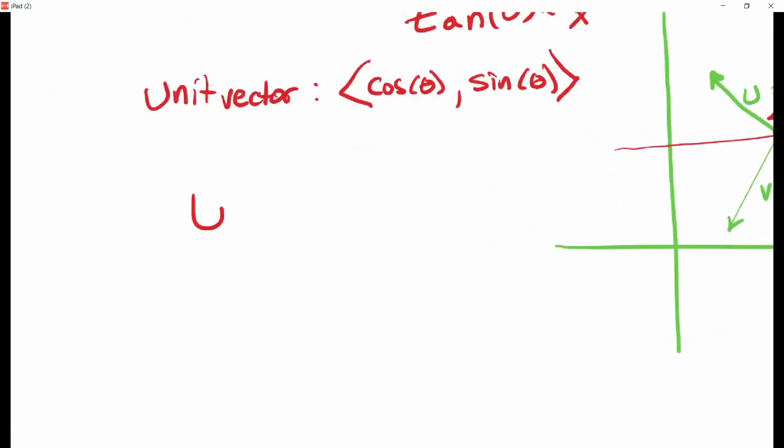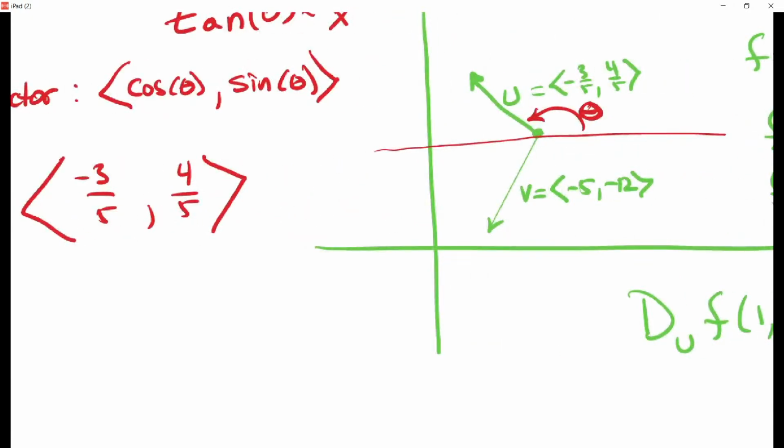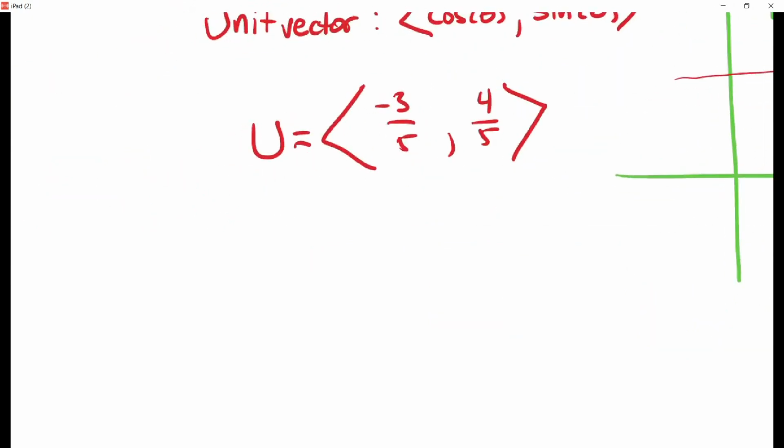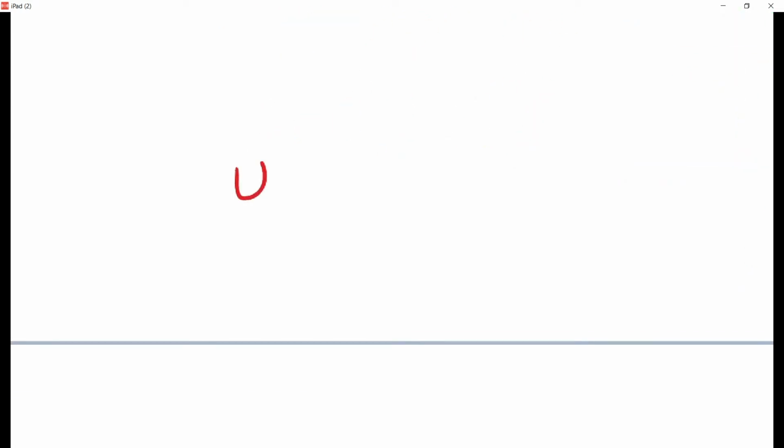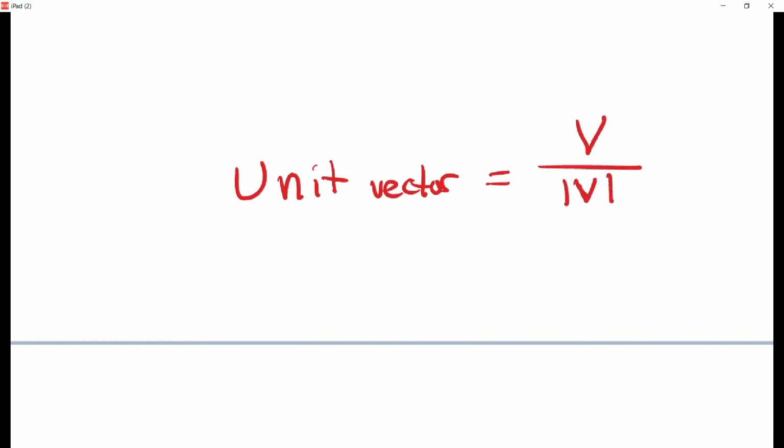So let's take u here. U is equal to -3/5 and 4/5. How do we find a unit vector that points in the same direction as either u or v? Do you remember what to do? I'll bet you do. Lucas remembers. How do you find a unit vector? Yeah, that's right. A unit vector is equal to v over the magnitude of v. Just take the magnitude, divide it, and that'll shorten it so it's just 1 unit long.